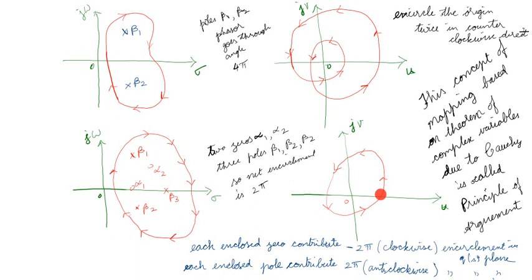That is why it is encircling the origin once. Okay, 2 poles, 2 zeros, 3 poles. So the net encirclement is 2 pi. Okay, remember this concept of mapping is based on the theory of complex variables, due to Cauchy, called the principle of argument.